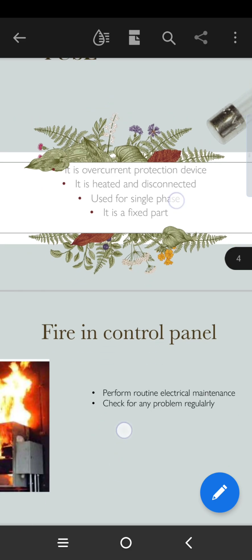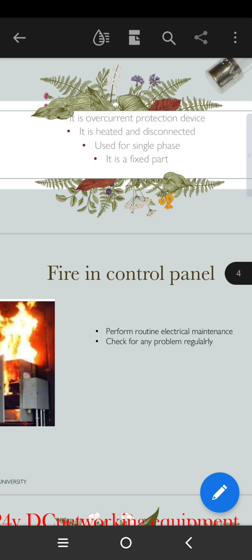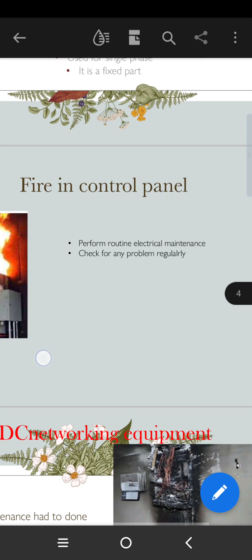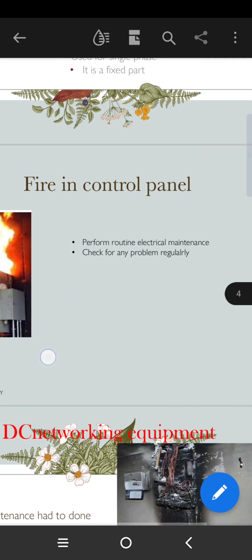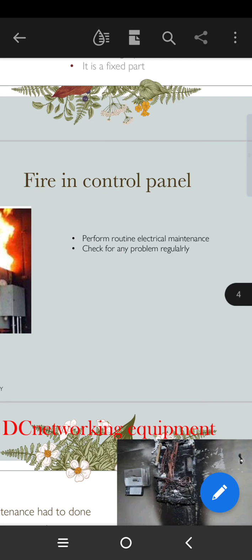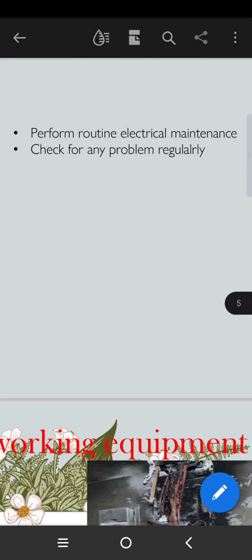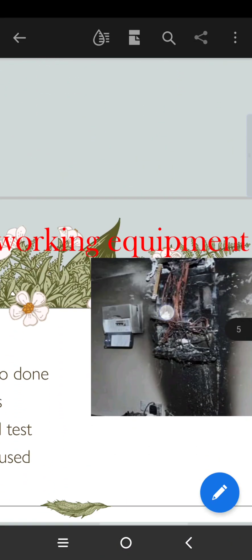Okay, similarly, fire in control panel. How to avoid fire in control panel, a question can be directly asked. So you have 2 points here. We can perform the maintenance regularly and check the problem regularly. Last time when this question was asked, students have written something which is unable to be understood. So please write the technical terms clearly. You can make errors in English, but technical terms like maintenance and control panel are terms where you cannot compromise. So the spelling of those is very important.